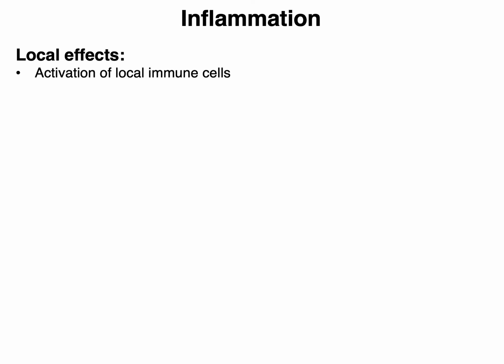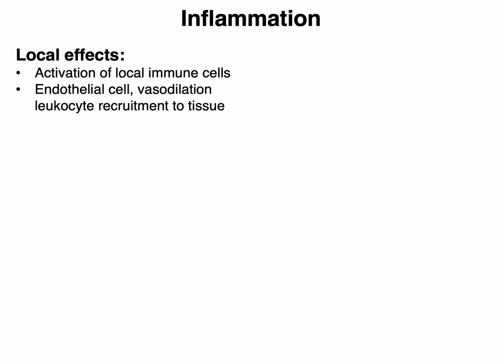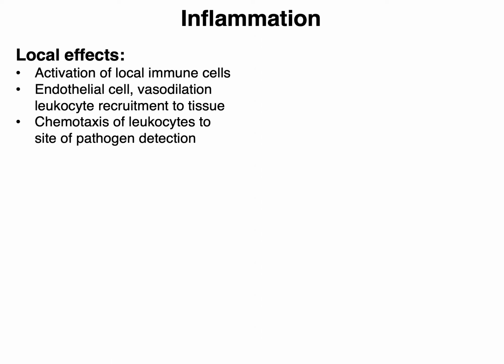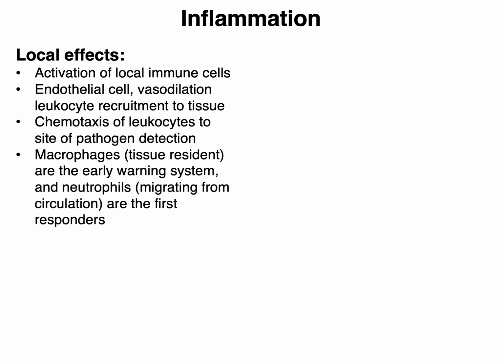Local effects of inflammation include activation of local immune cells, endothelial cell activation through vasodilation, chemotaxis, and that local immune response that we just discussed, in which macrophages, which are tissue resident, are the early warning system that the pathogen is present, and neutrophils migrating from circulation are the first responders into the tissue that those macrophages pull in.